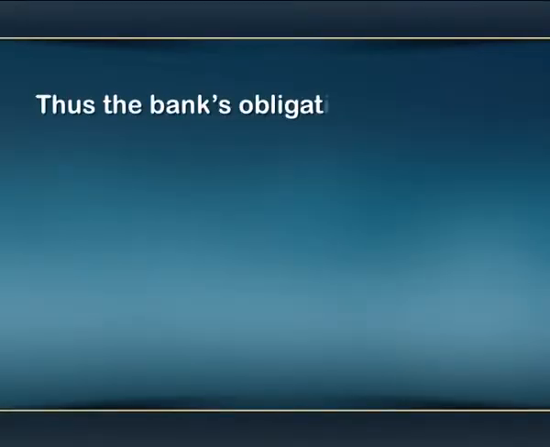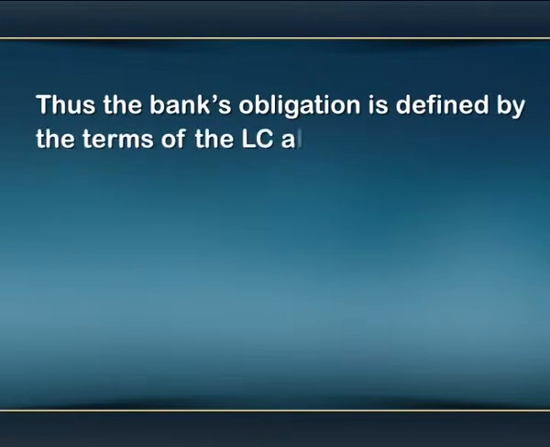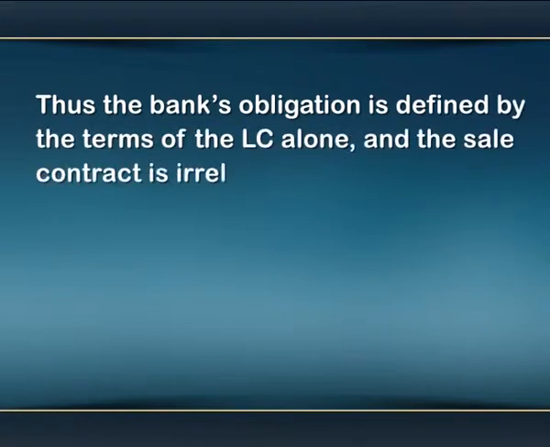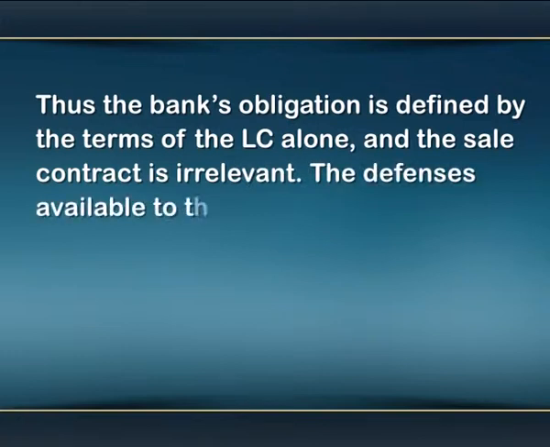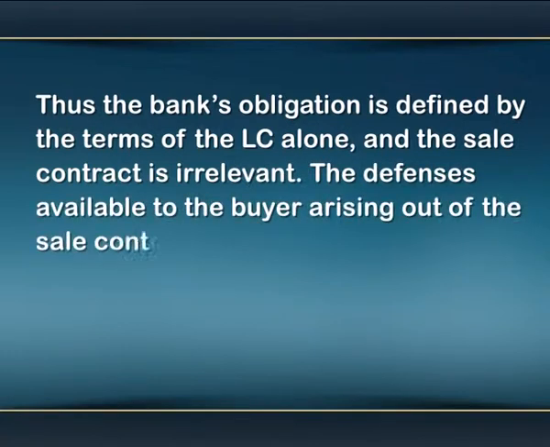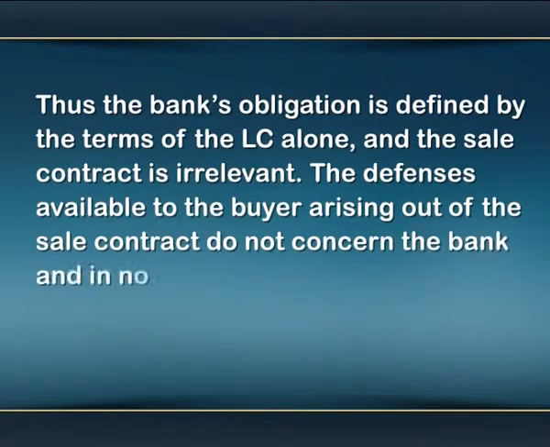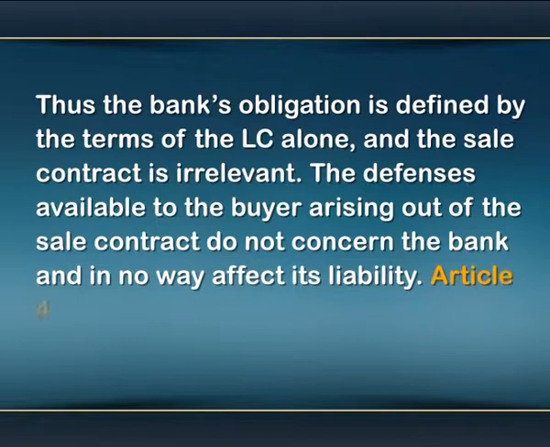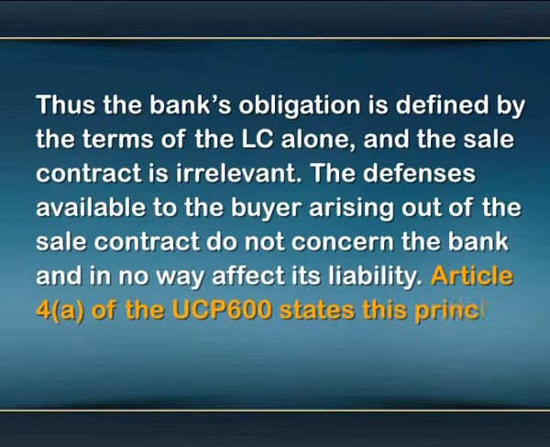Legal principles governing documentary credits. One of the primary peculiarities of the documentary credit is that the payment obligation is independent from the underlying contract of sale or any other contract in the transaction. Thus, the bank's obligation is defined by the terms of the LC alone and the sale contract is irrelevant. The defenses available to the buyer arising out of the sale contract do not concern the bank and in no way affect its liability. Article 4A of the UCP 600 states this principle clearly.